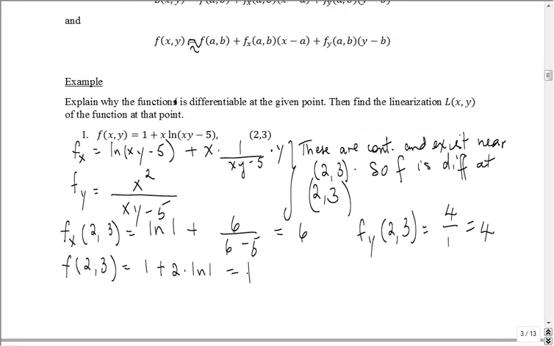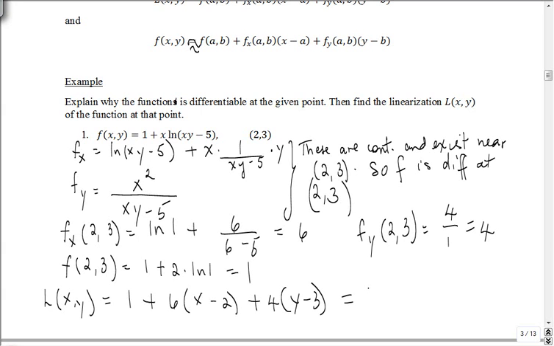So finally, L of x, y, the formula says, it's equal to f at 2, 3, which is 1, plus the first partial 6 times x minus 2, plus 4 times y minus 3. When you work that out, you get 6x plus 4y minus 23.